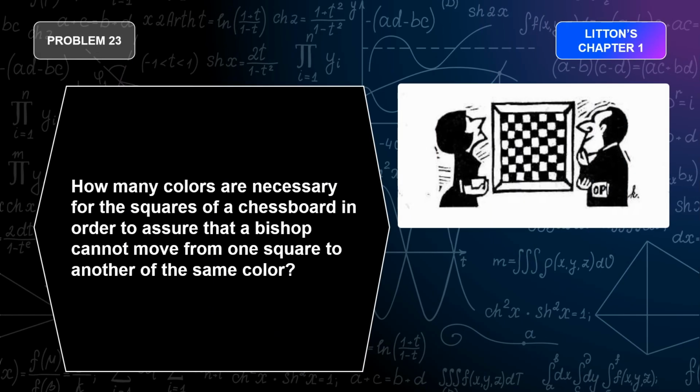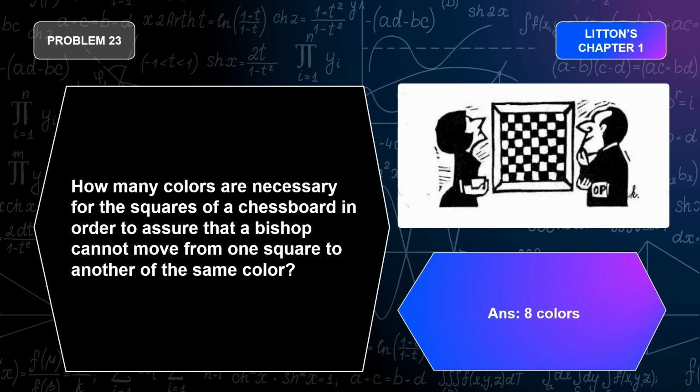Problem number 23. How many colors are necessary for the squares of a chessboard in order to assure that a bishop cannot move from one square to another of the same color? The correct answer is 8 colors.